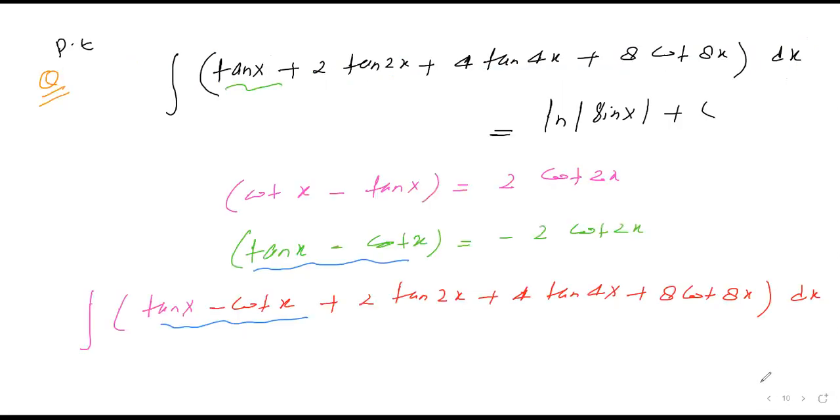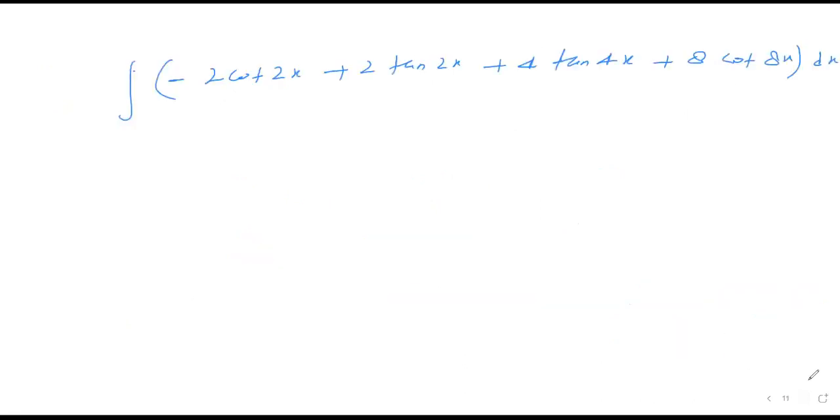Sorry, I think I have missed cot x here, because we have to add and subtract cot x. I have already subtracted cot x, but we will have to add cot x also here. Basically you have to add cot x here.